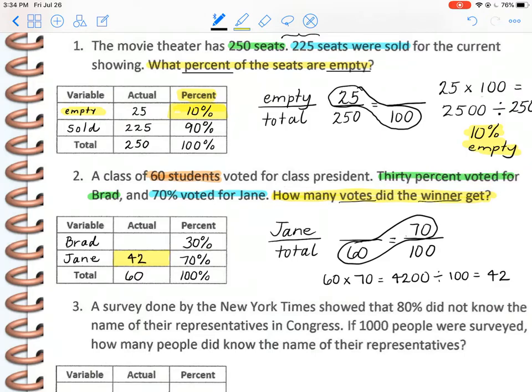And I could stop there if I wanted to, but I like to go ahead and finish out my problem. I like to complete the problem. So how many votes did Brad get? How would you be able to find that using this information? It's 60 subtract 42. So 60 subtract 42 is 18 for Brad. And the question is, how many votes did the winner get? And that would be 42. Jane got 42 votes.